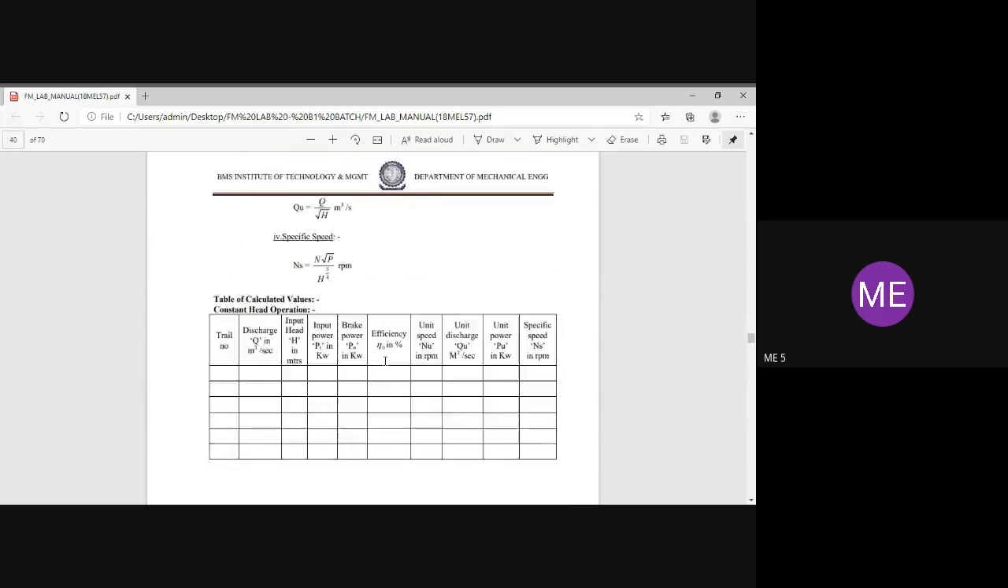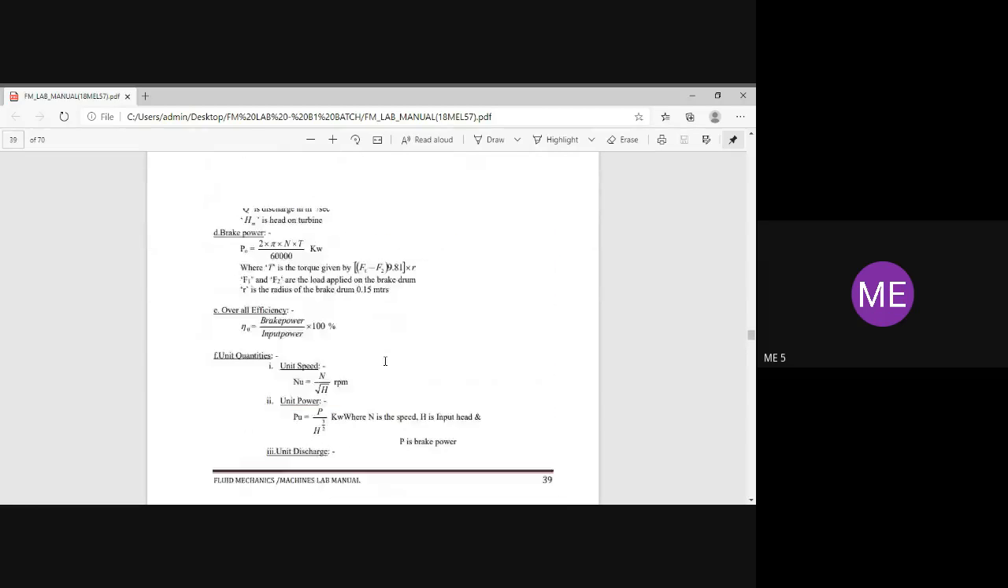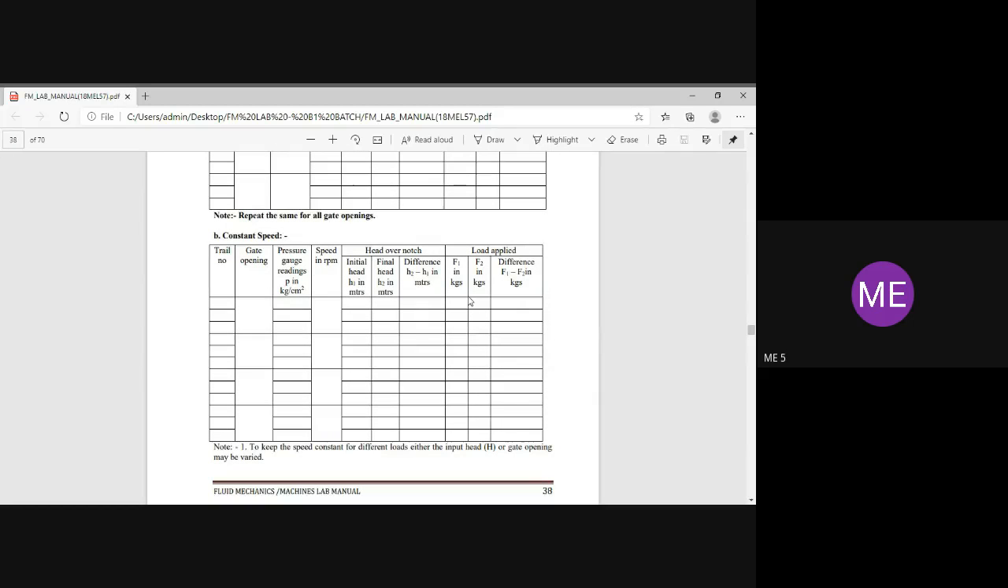But in case of constant speed, first you note down the tabular column for constant speed. The second tabular column, what you are seeing on the screen, this one you note down, and the calculated tabular column doesn't include unit quantities and specific speed. Only include the remaining things: calculate head H, next discharge, input power, output power, and efficiency. That's it. All of you note down this tabular column.